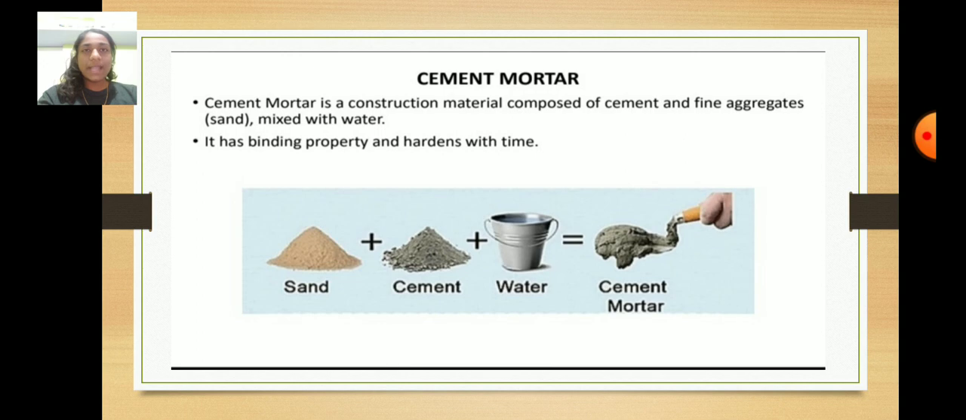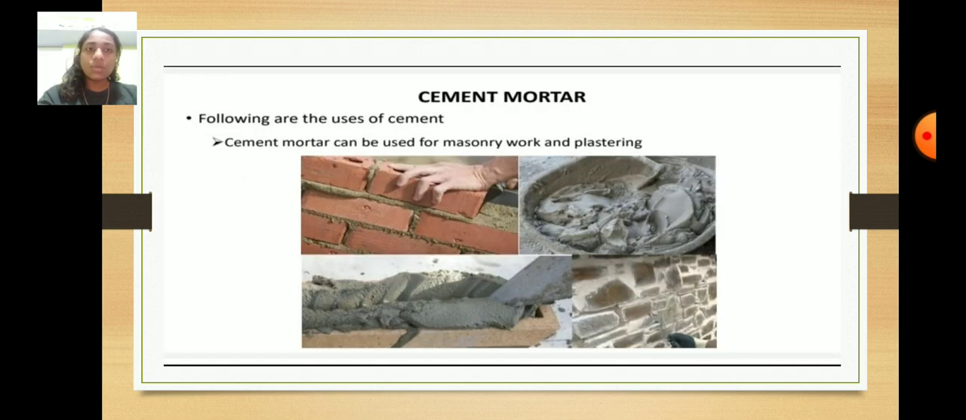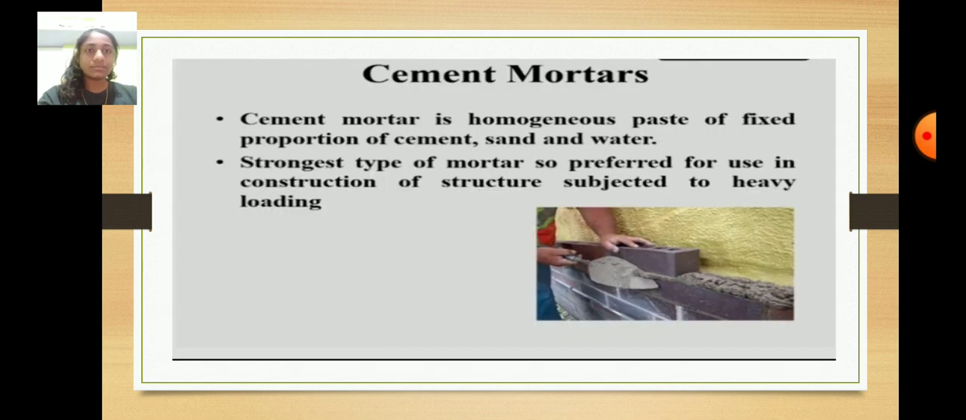Cement mortar has wide applications in masonry works, plastering, repairing damaged concrete, patching or filling, rendering, floor leveling, and the development of precast products. Cement mortar is a homogeneous paste of fixed proportion of cement, sand and water. It is the strongest type of mortar, so preferred for use in construction of structures subjected to heavy loading.